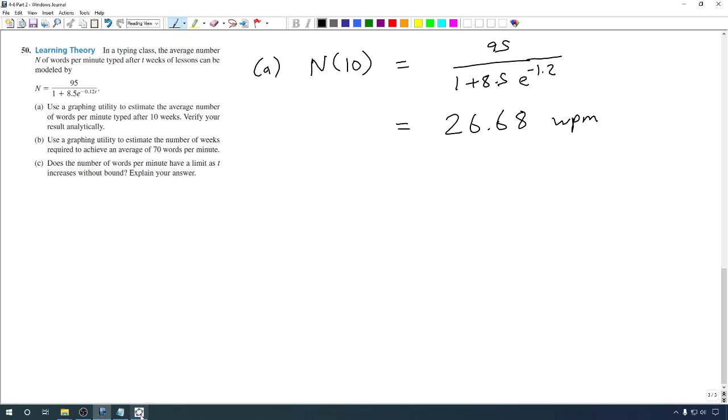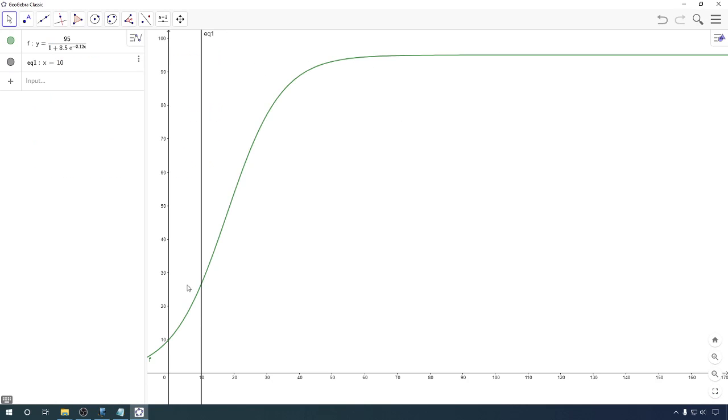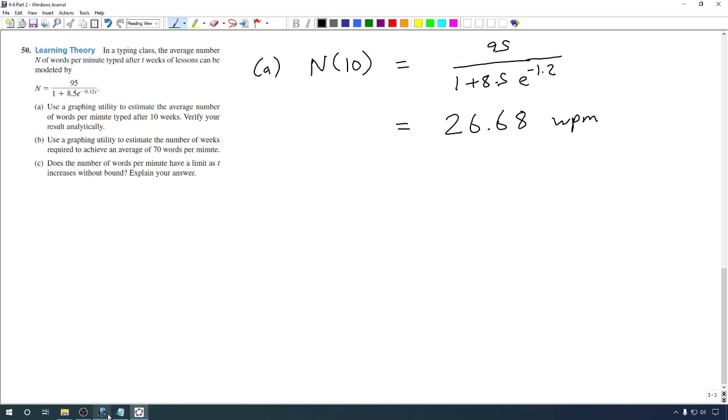Which seems to agree with our graph here. 26, or almost 27, is actually kind of reasonable. In part B, this is actually a little bit different. Now we're asking for an example where we know the words per minute, but we don't know the number of weeks. Essentially, when is n of t equal to 70?